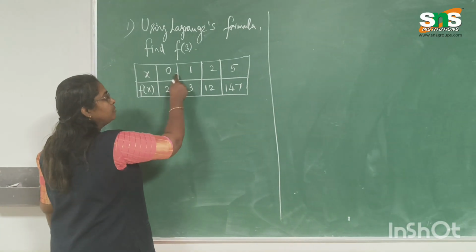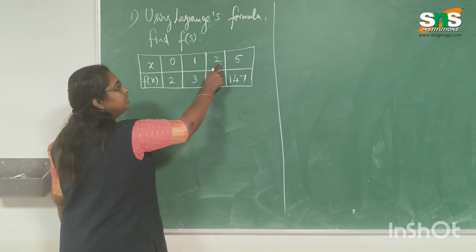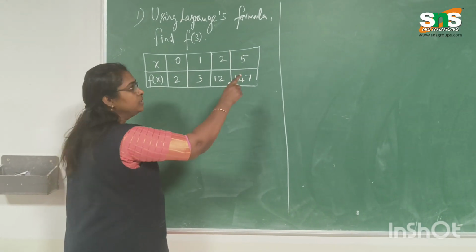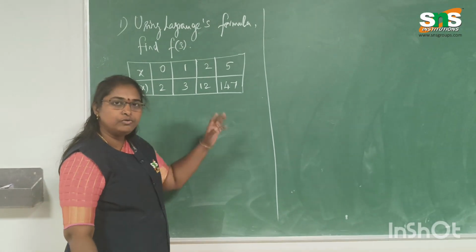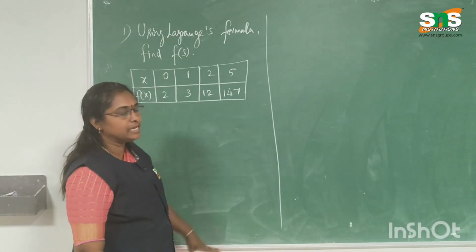The second value minus the first value, the difference is 1. Here 2 minus 1 is 1, but 5 minus 2 is 3. So we got unequal intervals, and here we want to go for Lagrange's formula.